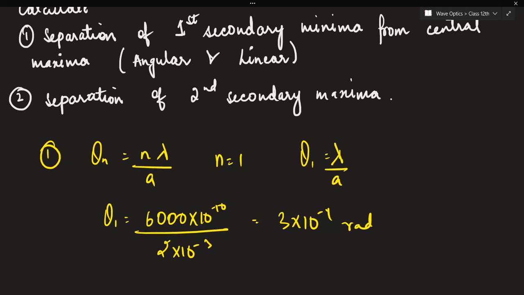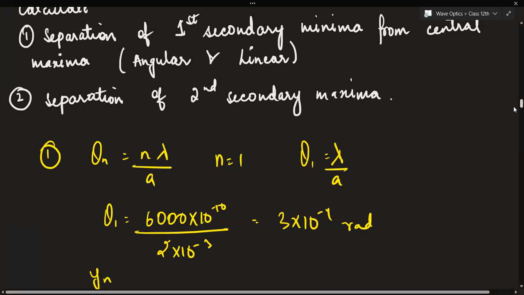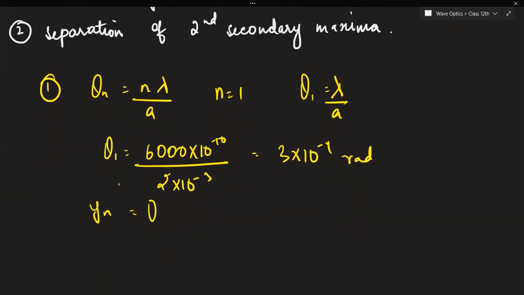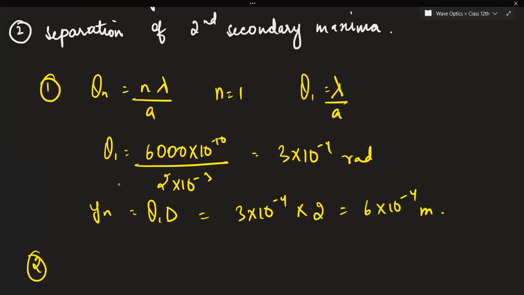This is just angular separation. We also have to find out linear separation. So same thing for C, linear separation. This is simply theta 1 into capital D. So 3 into 10 to the power minus 4, D was 2 meters, no? So 6 into 10 to the power minus 4 meters. This is the first part.